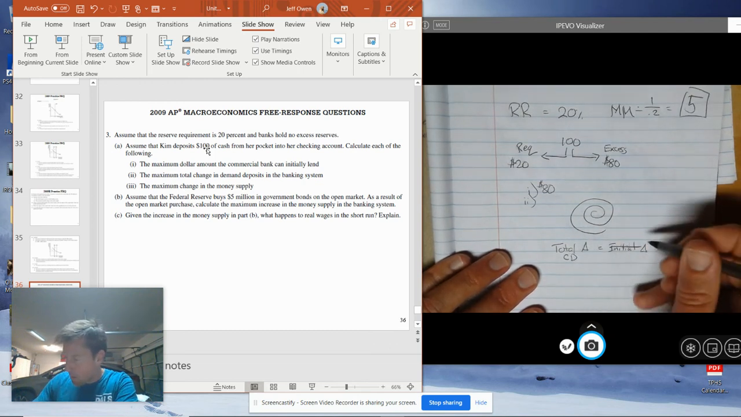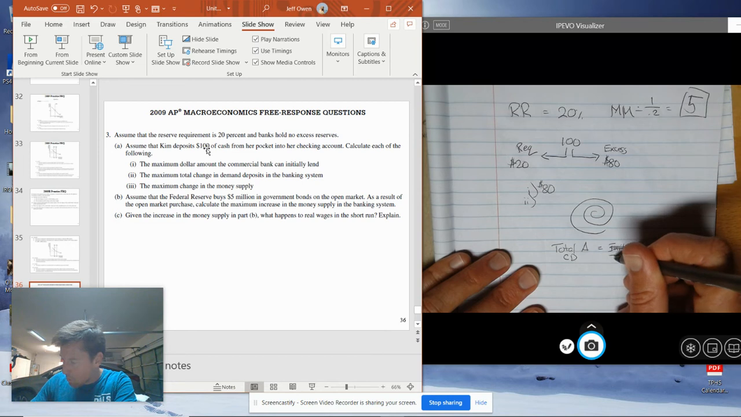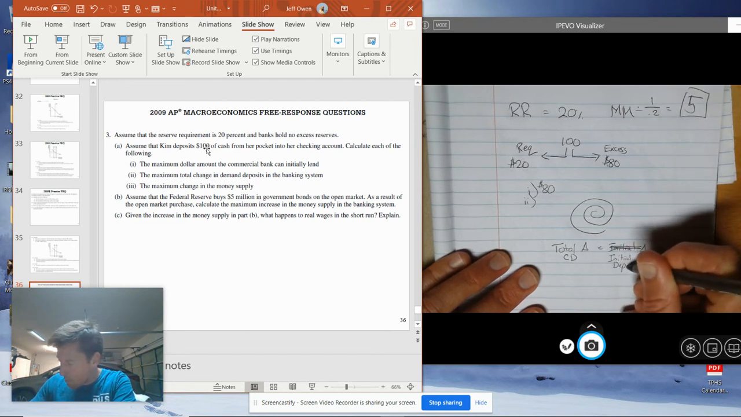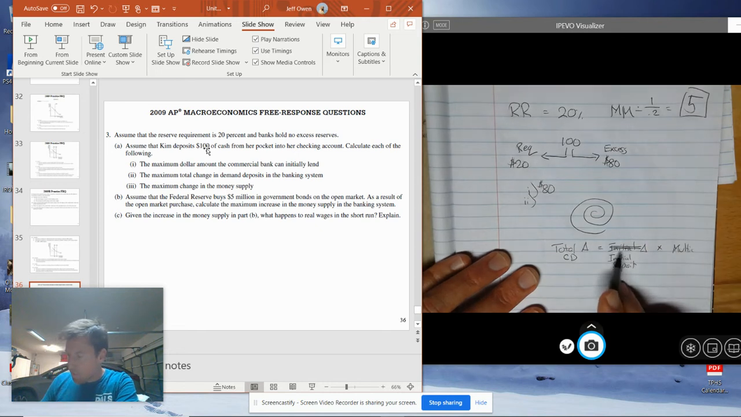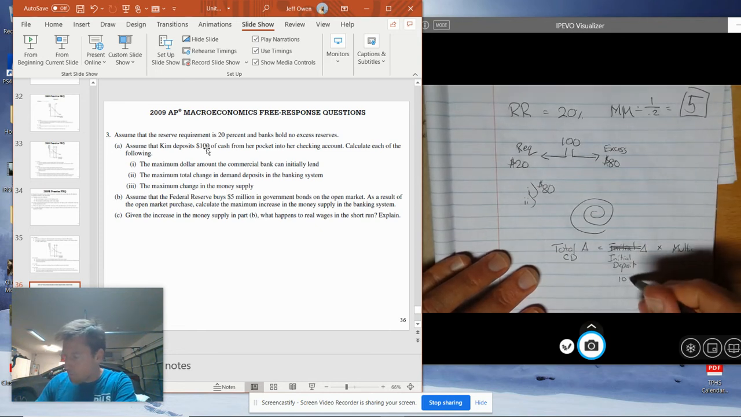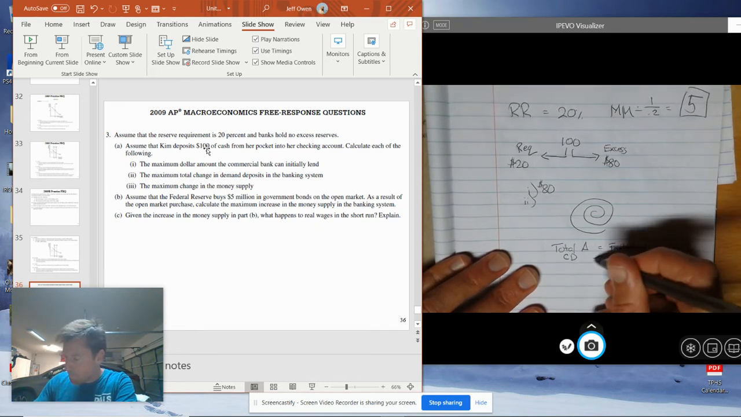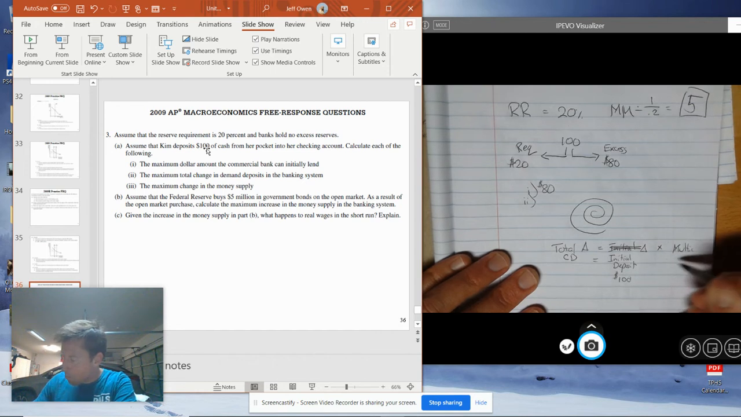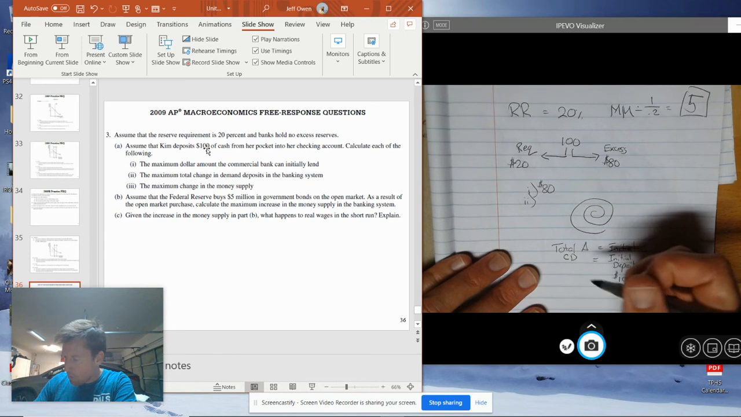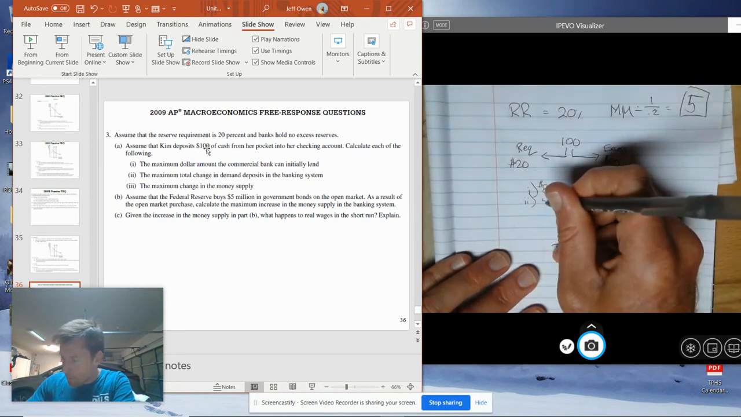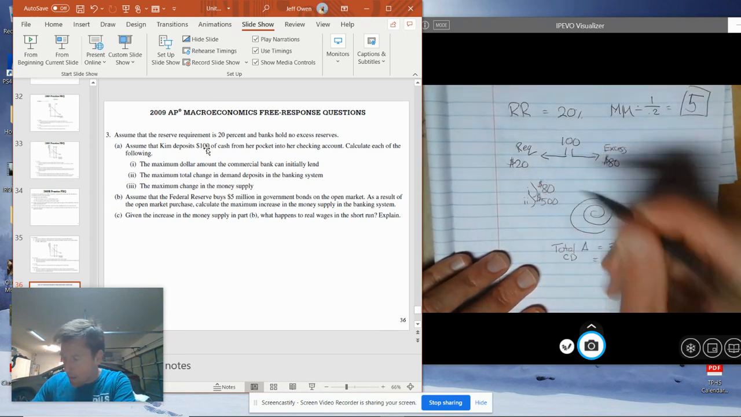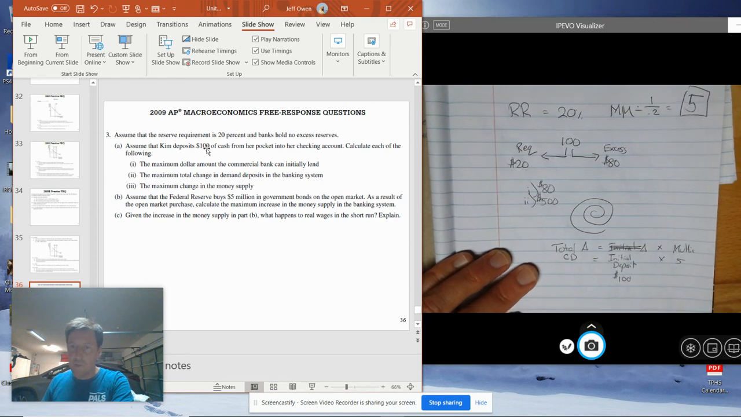So we'll just call this my initial deposit. So my initial deposit was $100. My multiplier is 5. So we have just got 500 bucks. That's what's going to happen to all the demand deposit accounts in the economy.